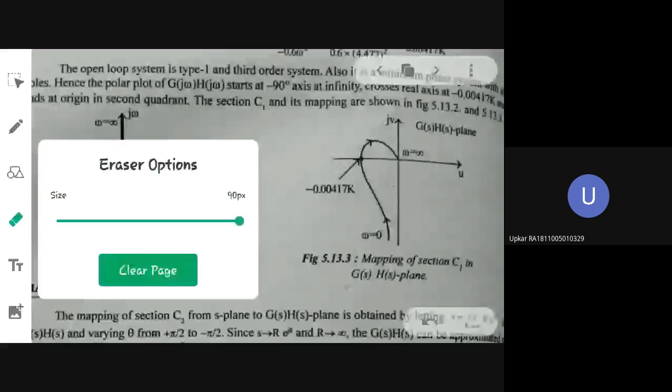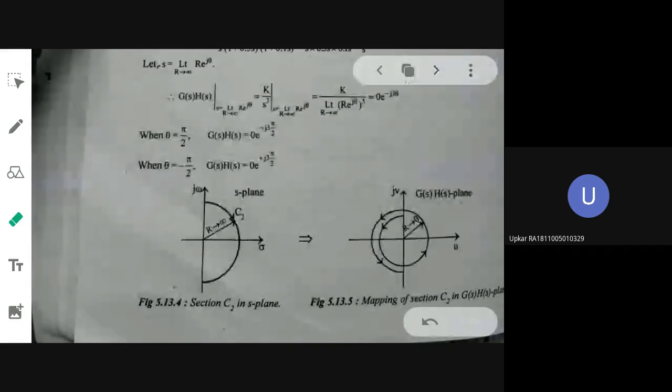Let us proceed with the second segment. What is your second segment? Second segment C2. Come on, let's finish this quickly. What is your second segment as per the Nyquist contour? C2. What do you know about C2? Is that a line segment or an arc? Arc with radius infinity. Okay, this is your second segment. That is your arc whose radius is tending to what value? Infinity.